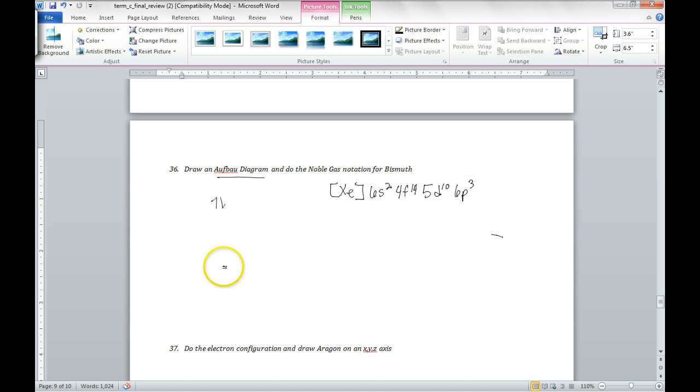So for the Aufbau diagram, I guess I could show you up to, I'll do the 6s, which is going to be 1, 2, and then 4f, 1, 2, 3, 4, 5, 6, 7. This is all the 4f block, and these will all have up-down arrows showing the spin of these electrons. And then we have the 5d, and then the 6p.